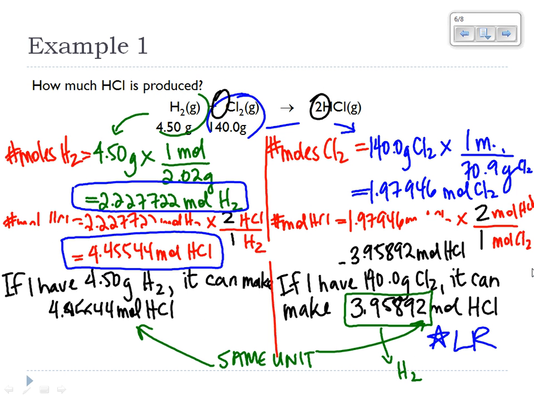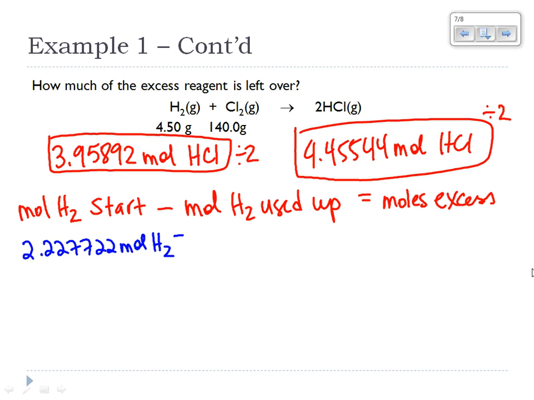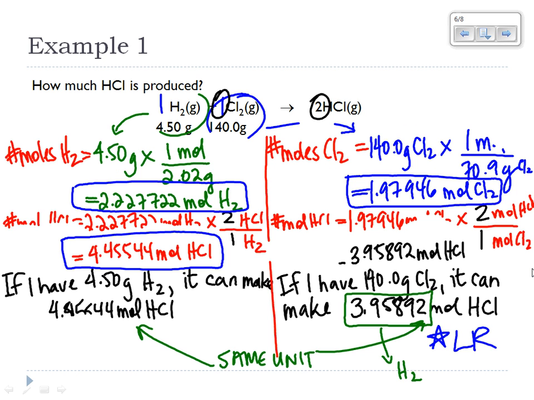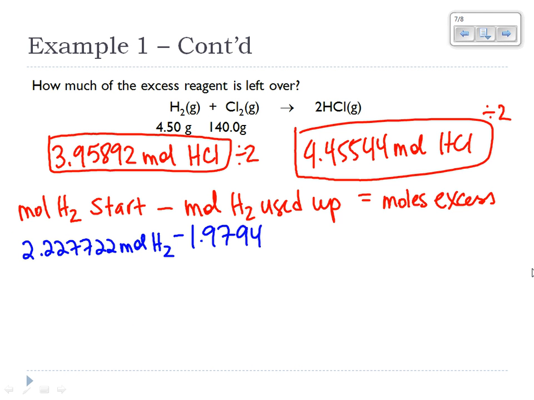So the moles of H2 that gets used up is going to be this number over here. And the reason why that is because the H2 and the Cl2 are in a 1-to-1 ratio. So in this case, it's my 1.97946 moles of H2. So when I subtract those two, I end up with 0.248262 moles of H2 that is left over.